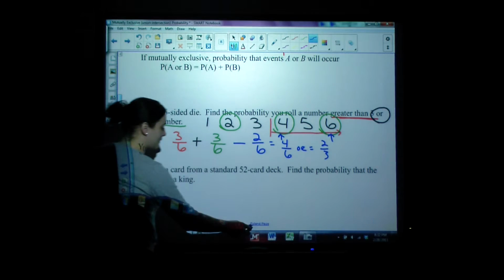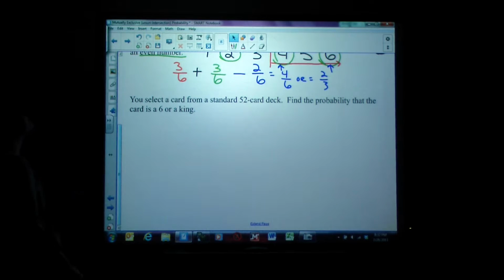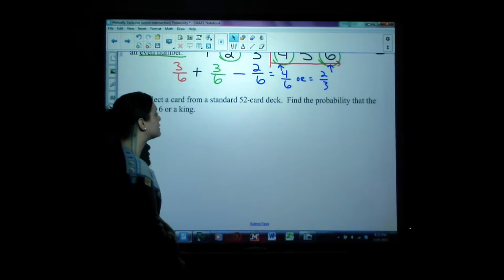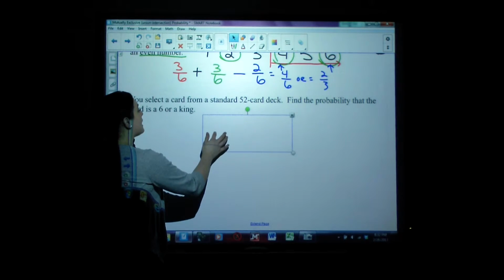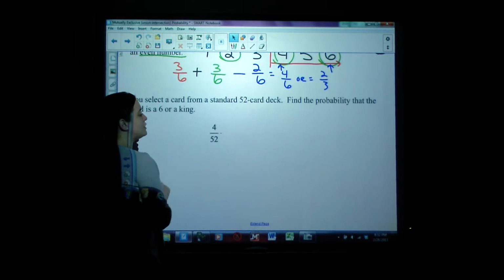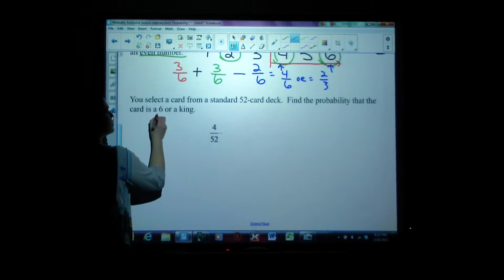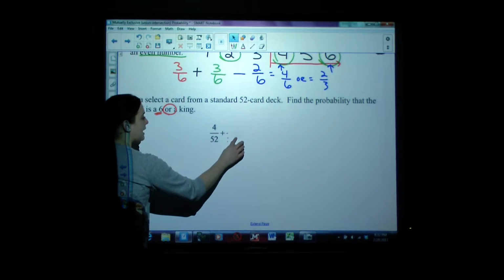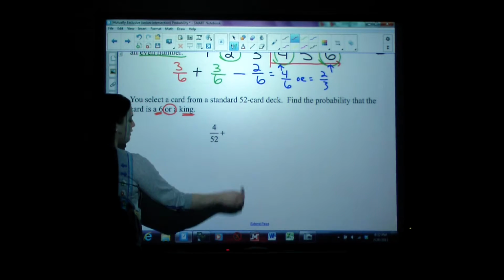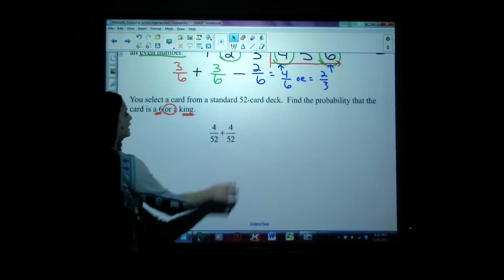Okay, let's try the next one. It says you select a card from a standard deck of 52. Find the probability that the card is a 6 or a king. How many 6s are there in a standard deck of cards? Hopefully you know cards. There are 4 suits. So how many 6s are there? There are 4 6s in a deck of cards. And out of 52, that means we have 4 out of 52. So just selecting a 6 would be 4 out of 52, or means add. Selecting a king, and there are 4 out of 52 kings.